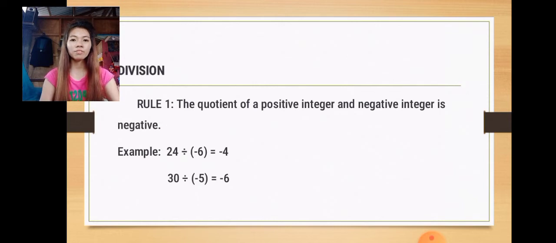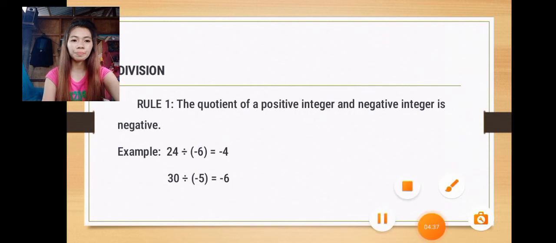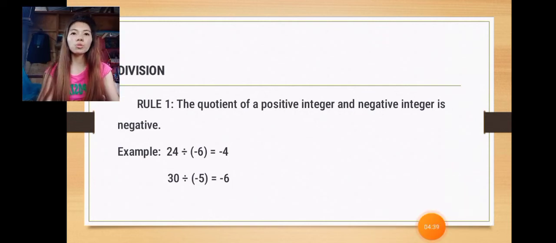Now in division, rule number 1, the quotient of a positive integer and a negative integer is negative. For example, 24 divided by negative 6 is equal to negative 4. The second example is 30 divided by negative 5, which is equal to negative 6. So what is the rule? The rule is, if the two integers have different signs, the quotient will be negative.